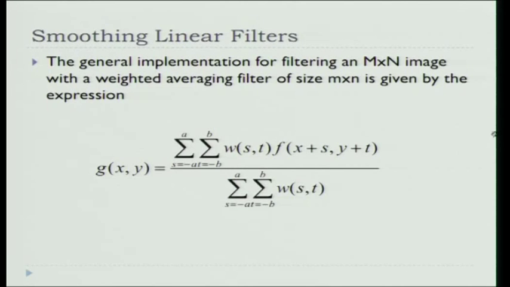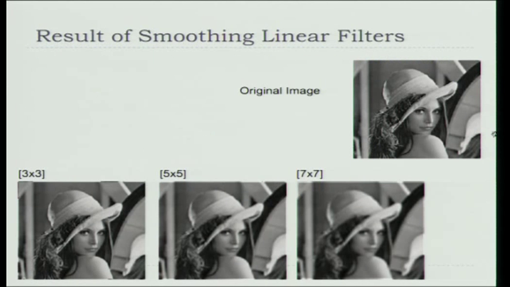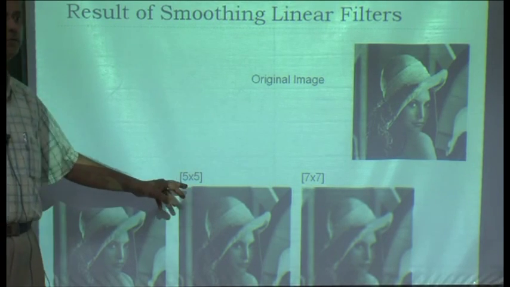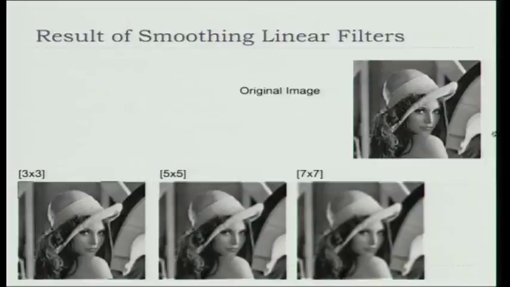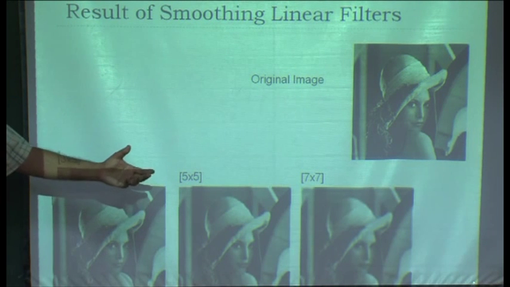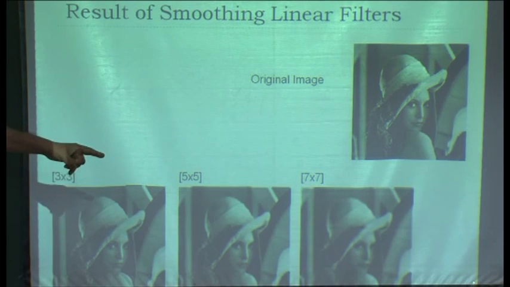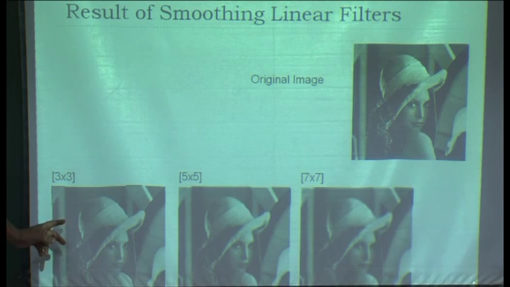This is the general formula. In any image processing book, you will find this picture. This is a Lena photograph, and all sorts of operations you do on this image. So this is a 3 cross 3 image, 5 cross 5 convoluted image, and there is 7 cross 7. I don't know whether it is visible or not. They are not the same. That dull part is much more when you consider 7 cross 7. This is a little sharper than 5 and so on.